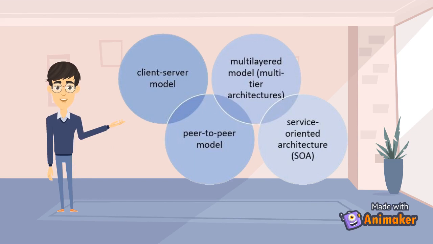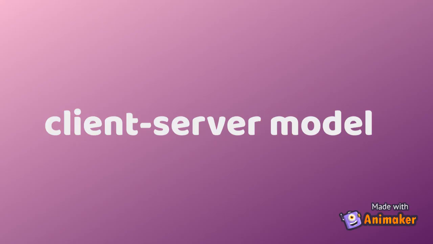Distributed computing can also be defined by looking at the system architectures and interaction models of a distributed infrastructure. The following are some of the more commonly used architecture models in distributed computing: client-server model, peer-to-peer model, multi-layered model, multi-tier architectures, service-oriented architecture, SOA. Now we are going to talk about each one briefly.